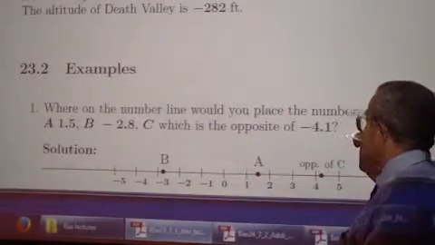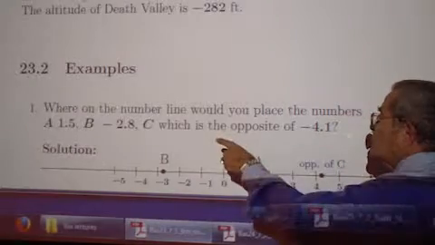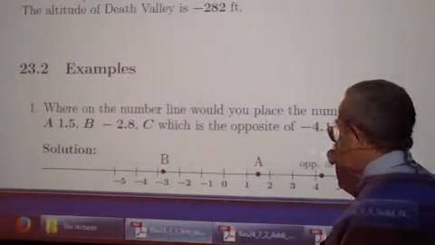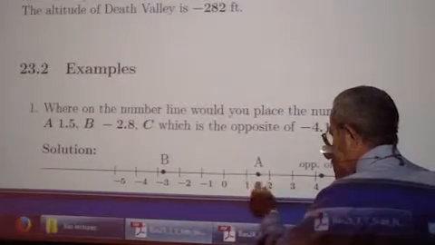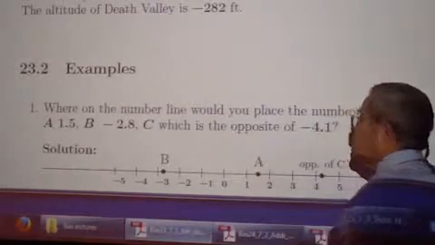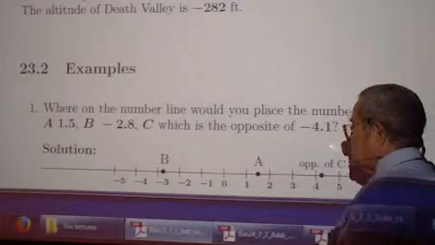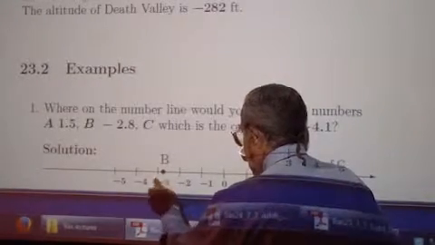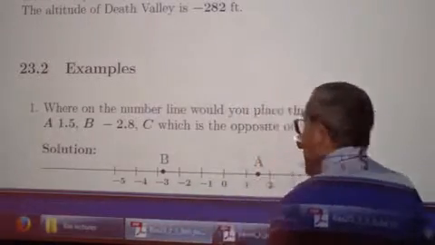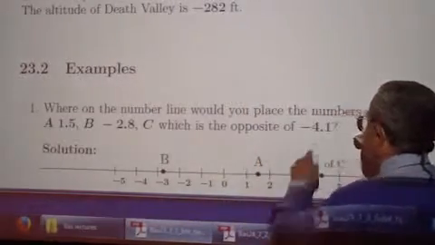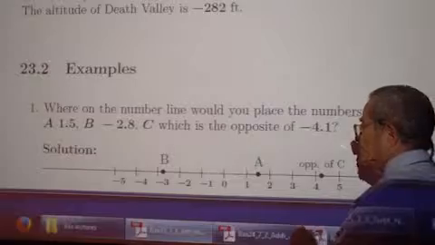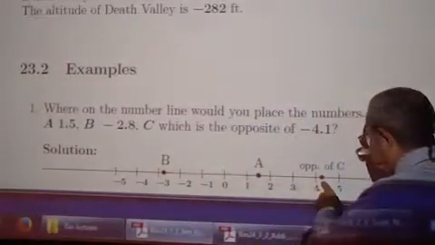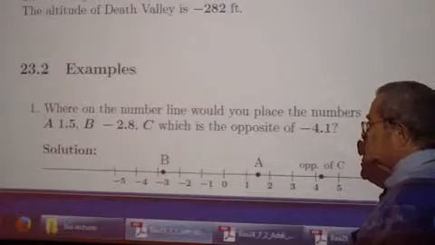Now some examples. Where on the number line would you place the number 1.5? Between 1 and 2, about halfway between 1 and 2. How about negative 2.8, between negative 2 and negative 3, and close to negative 3? And where would you put the opposite of negative 4.1? This is negative 4.1. The opposite is positive 4.1. So that wasn't too bad.